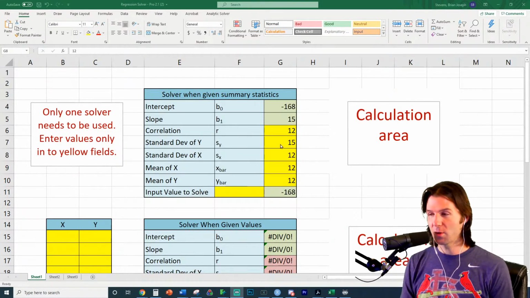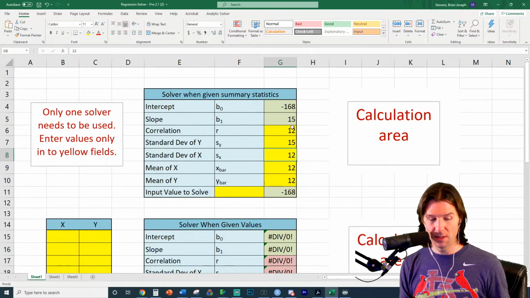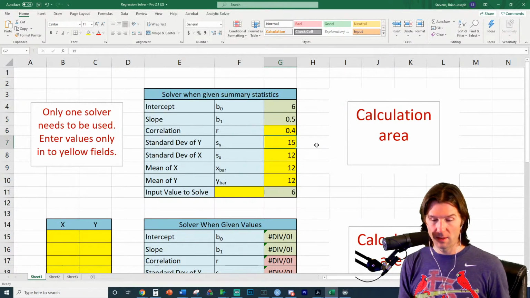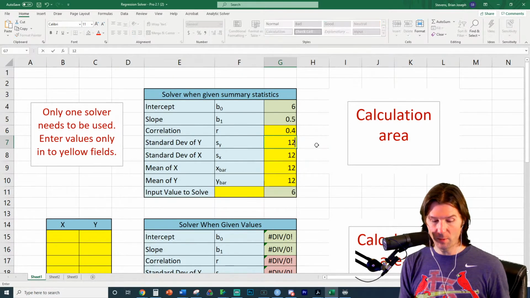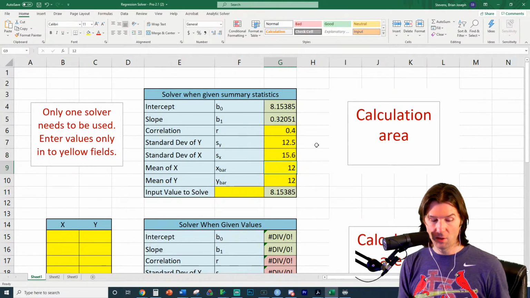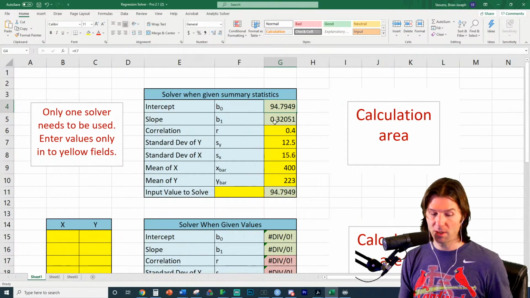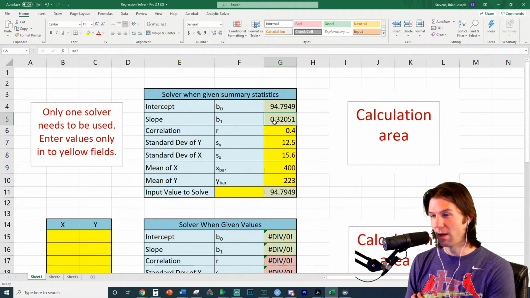So this right here is the regression solver. I have nonsense numbers in it, but you'll put in here the correlation, which is just the value of r. You'll put in the standard deviation of the y variable, whatever that is, the standard deviation of the x variable, and the mean of each variable. It'll give you the equation here for the intercept and for the slope, which kind of reviews the notation.